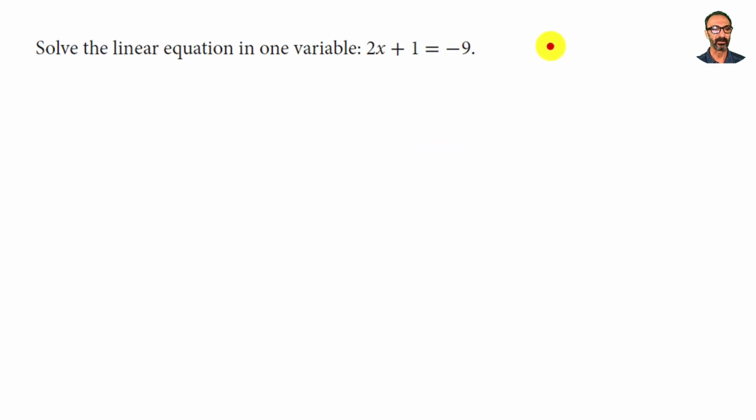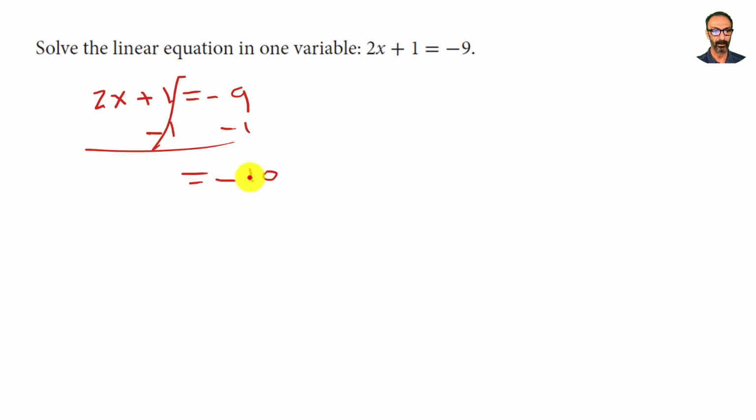Here's some examples that we're going to solve. Now let's take a look at this one here. I have 2x plus 1 equals -9. So I'm going to subtract 1 from both sides. This cancels, and I get -10 and 2x. Divide both sides by 2, and I get back x equals -5.